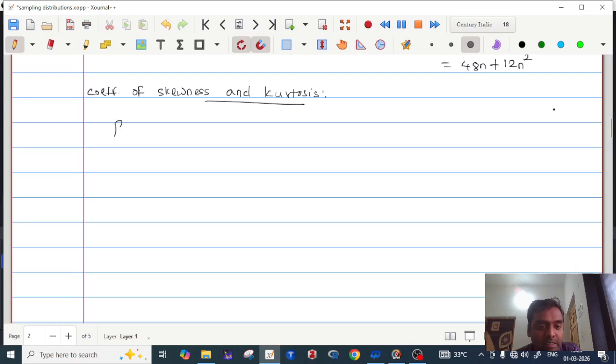So beta 1 is nothing but mu 3 square upon mu 2 cube. Putting the values of mu 3 and mu 2 and solving, we get 8 upon n. Therefore, gamma 1 is equal to square root of beta 1, which is 8 upon n, and it is positive. So the interpretation is that the chi-square distribution is positively skewed.